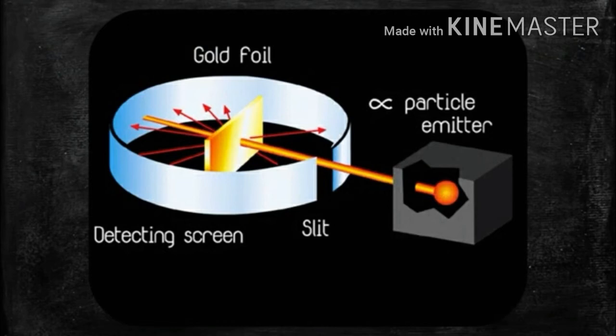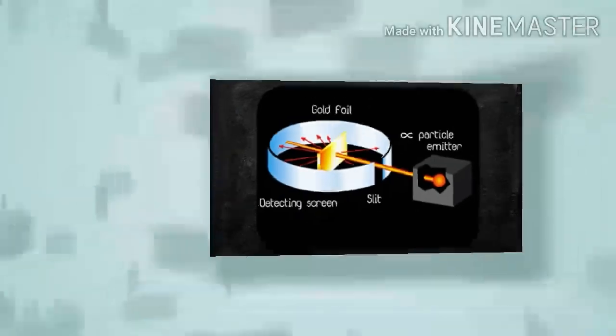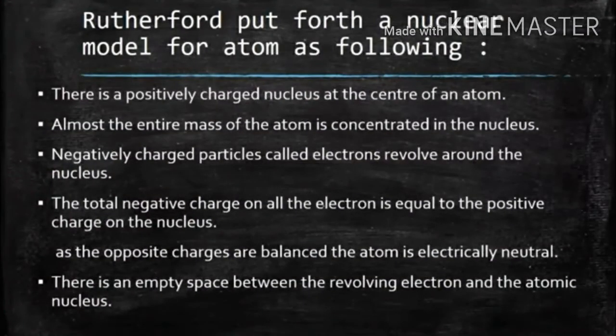The small number of alpha particles that get deflected through a small or a big angle must have faced an obstacle in their path. It means that the positively charged and heavy part causing obstruction would be in the center of the atom. From this, Rutherford put forth a nuclear model for atoms.